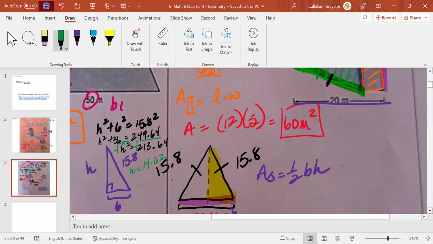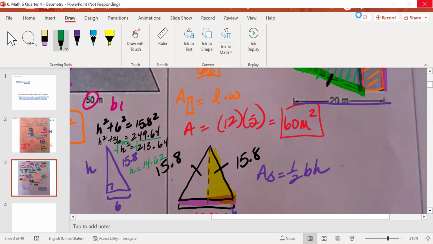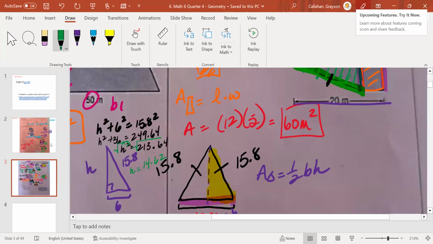Great, now my computer froze. That's freaking great. No, just wait. Okay, well, we're just gonna.